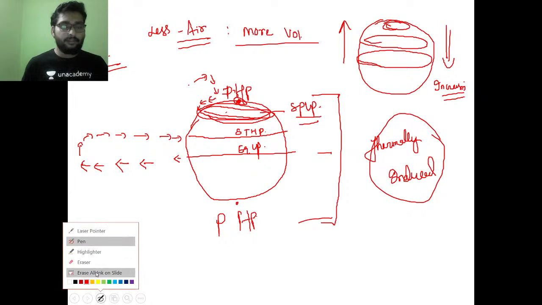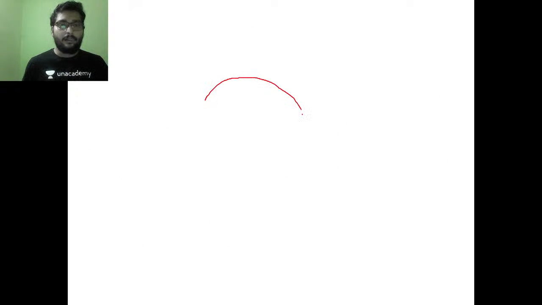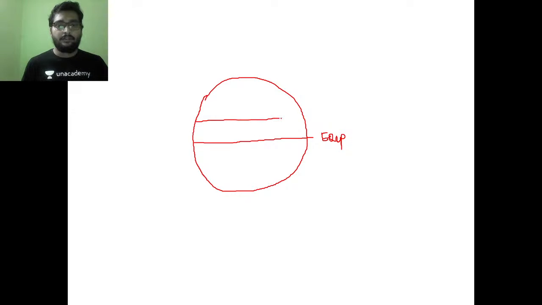I repeat. So we saw that at the equator the equatorial low pressure belt is created, then in the subtropics the subtropical high pressure belt is created, here the subpolar low pressure belt is created, and here the polar high pressure belt is created.